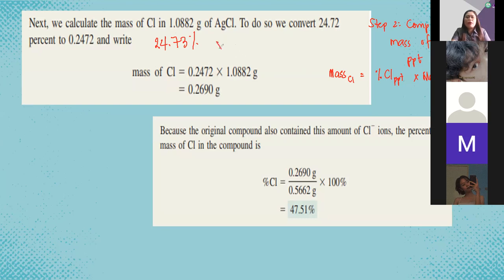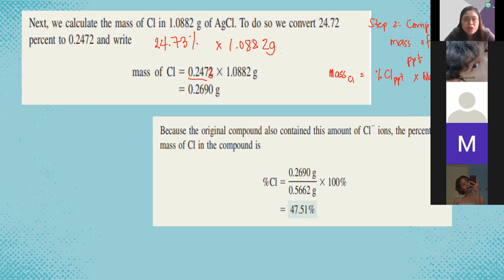It's 1.0882 grams. Now, baka nagtaka kayo, bakit siya naging 0.2473? Bakit siya naging ganyan? Kasi diba, pag percentage, hindi mo siya i-multiply diretso. The percentage should be converted first sa decimal before ka mag-multiply. So, paano ka mag-convert sa decimal? Move mo two decimal places to the left or i-divide mo siya sa 100. 24.73 divided by 100, you will get the decimal sa ating percent.